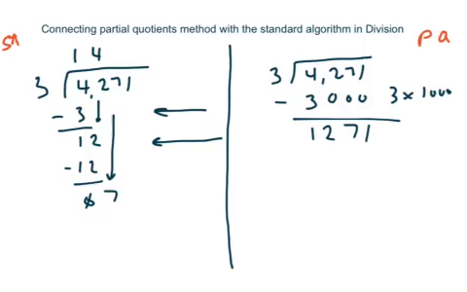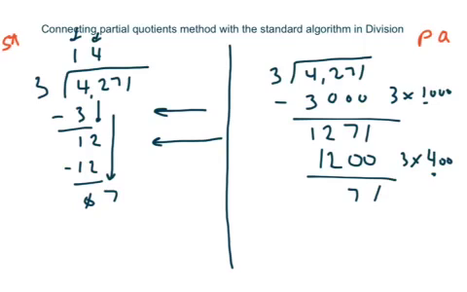Well, we'd still get 4. We'd still get that 12. But that's not a 12, that's a 1,200. That's actually 400 groups of 3. And if I point you over here, that's not a 4, that's a 400. That's not a 1, that's a 1,000. And we can see that in our work over here to the right. That's 1,000, that's 400. We subtract, and we'll get 71.